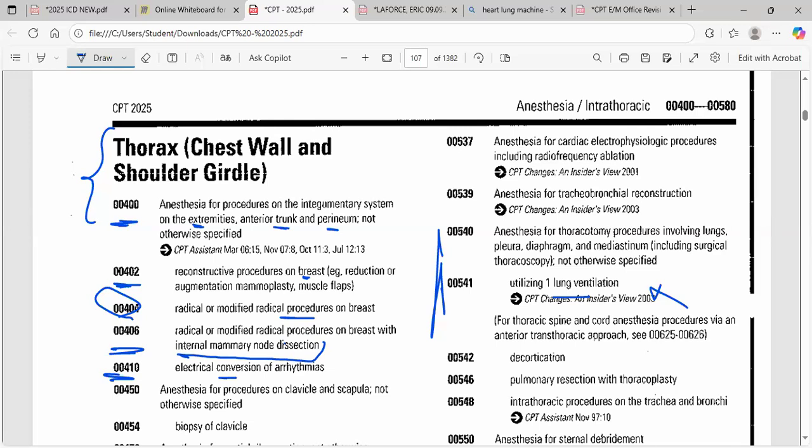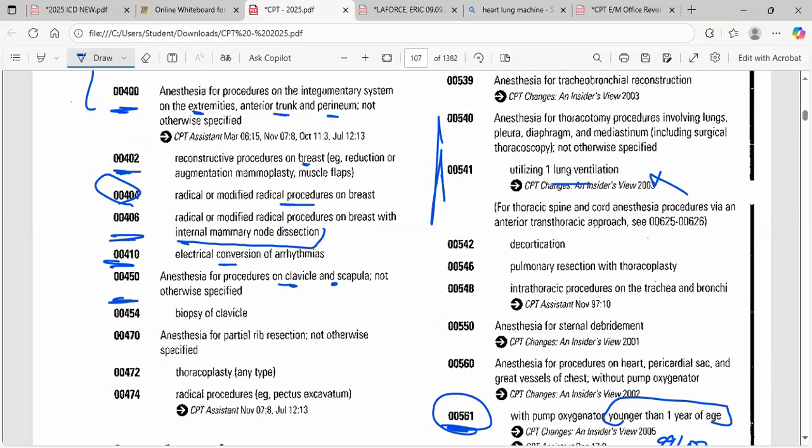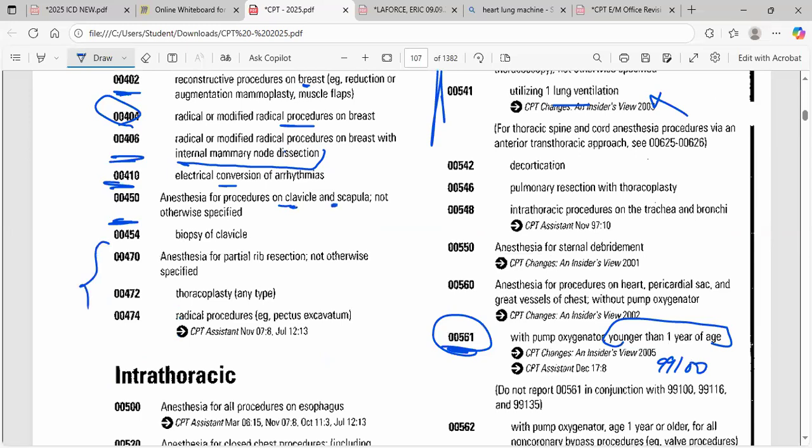Later on, we have 00410, electrical conversion of the arrhythmia, that is also on the thorax and the chest cradle. 00450, anesthesia for procedure on clavicle and scapula. Then we have biopsy of clavicle. Anesthesia for partial rib section, not otherwise specified. Then we have thoracoplasty. And then radical procedure, that means with the rib, pectus excavatum muscle has been removed in conjunction with the procedure.